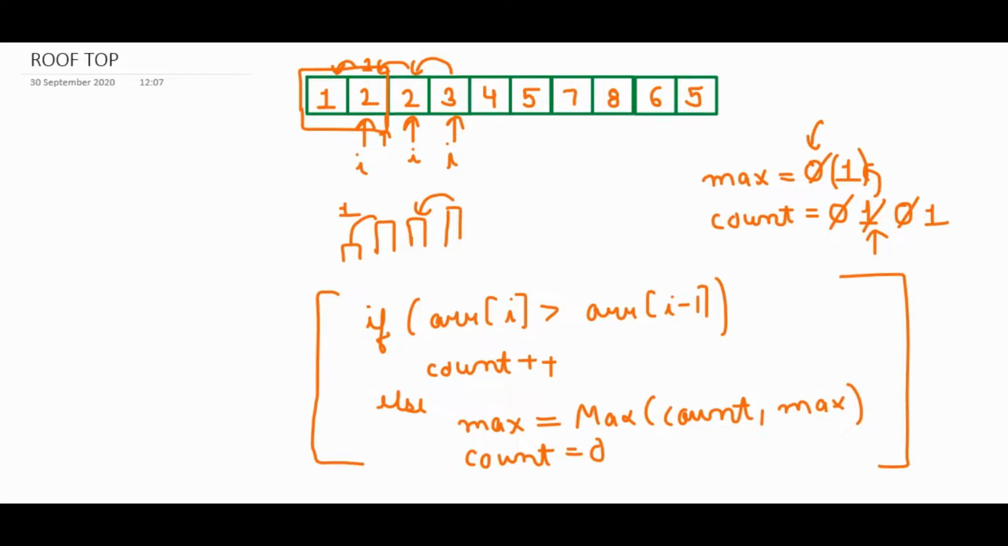So right now we are here, we have increased our count. Now we will move our i. As you can see, we have the element greater than the previous element, right? This condition. Then we have to increase our count. It will be increased to 2. That means we have a building greater than the previous one. Okay. Now we will move forward.